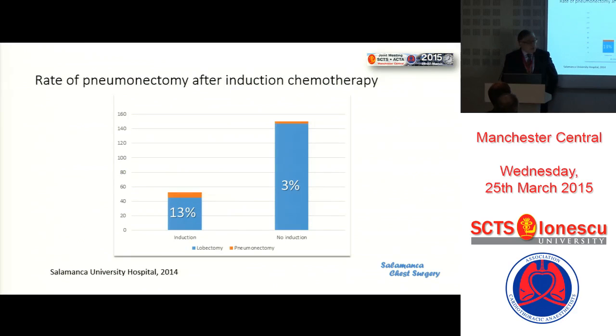These figures come from my institution. These were 170, 100 whatever patients from my institution. And this is the rate of pneumonectomy, which is 3% after no induction. This is patients in clinical stage N0, but it was 13% in patients after induction. This is expected because these patients usually have more difficult or more invaded lymph nodes in the hilum.